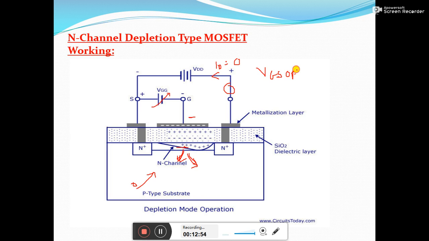I mean to say, whenever the VGS value is increased in the negative direction and it becomes equal to VGS off, the drain current will become 0 because of the decrease in the channel conductivity. And since the channel conductivity is now decreased, or you can say the channel is depleted of free charge carriers, this mode of operation is known as depletion mode.